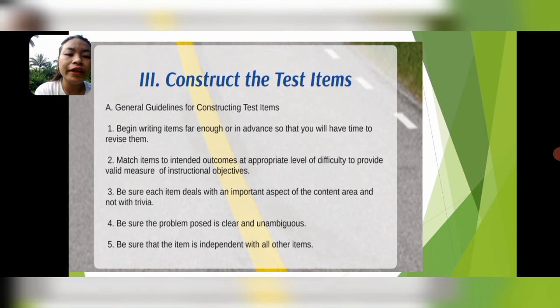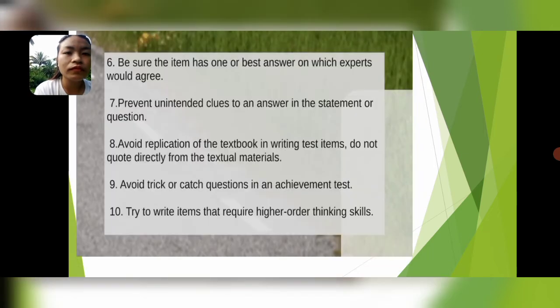Be sure that the item is independent of all other items. Be sure the item has one correct or best answer on which experts would agree. Prevent unintended clues to an answer in the statement or question. Avoid replication of the textbook in writing test items. Do not quote directly from the textual materials. Avoid trick or catch questions in achievement tests. Try to write items that require higher order thinking skills.